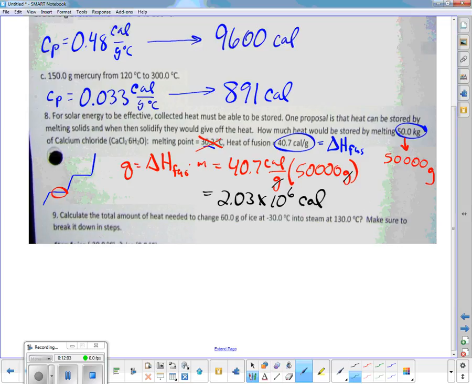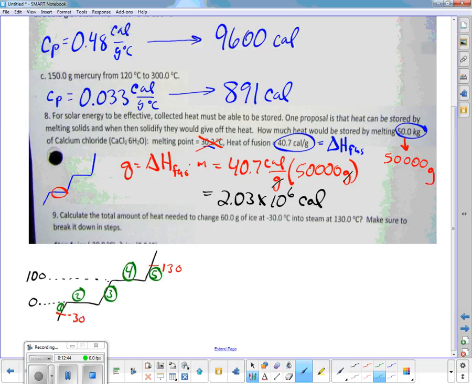Okay, wait a minute. I got to do my heat curve again. I know that ice melts at 0, and I know that water boils at 100, right? And I am going from negative 30 right here, clear up to 130 right here. Everybody okay with that? So that means I am going to go through 1, 2, 3, 4, 5 steps to find out how much energy, because I can't just do one step to do the whole thing.